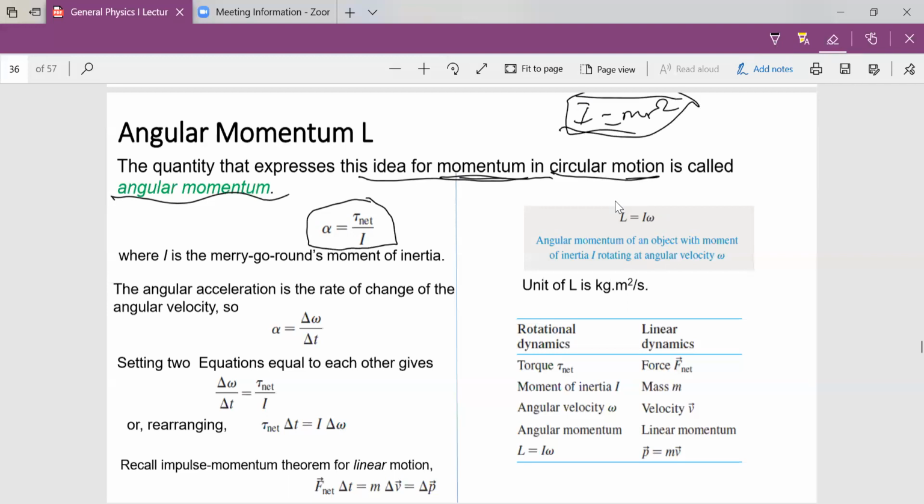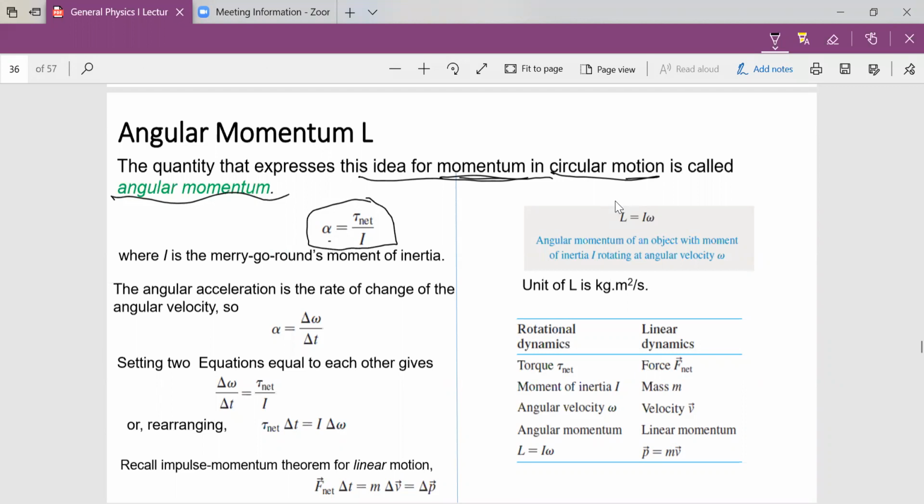So when we write it as this, you should know each of its components. Torque is a kind of force, the force equivalent for rotational motion. Alpha is the acceleration equivalent for rotational motion, which we call angular acceleration. And then we have I to be the moment of inertia. So for that merry-go-round analogy, we have this expression.